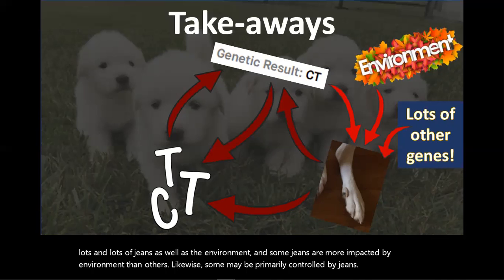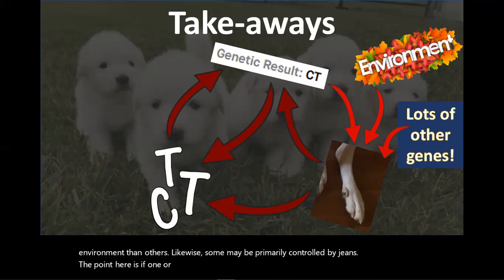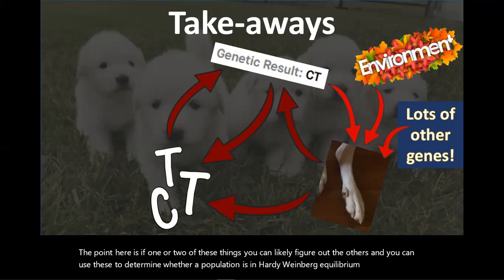The point here is that if you know one or two of these things, you can likely figure out the others. And you can use these to determine whether a population is in Hardy-Weinberg equilibrium or whether it is evolving.